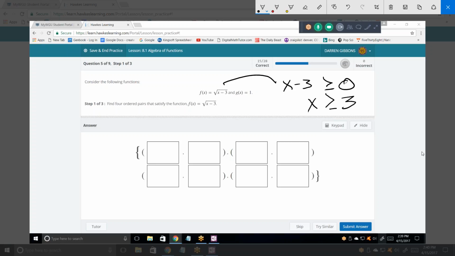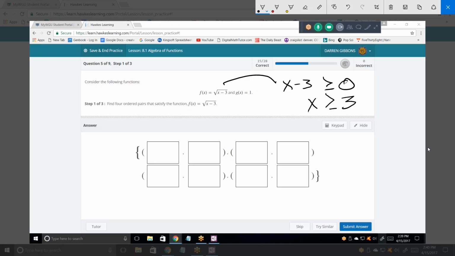So I can start my ordered pairs at 3 and go up from there. I cannot go down. I cannot ever let x be 2. If x were 2, I'd be trying to take the square root of minus 1.